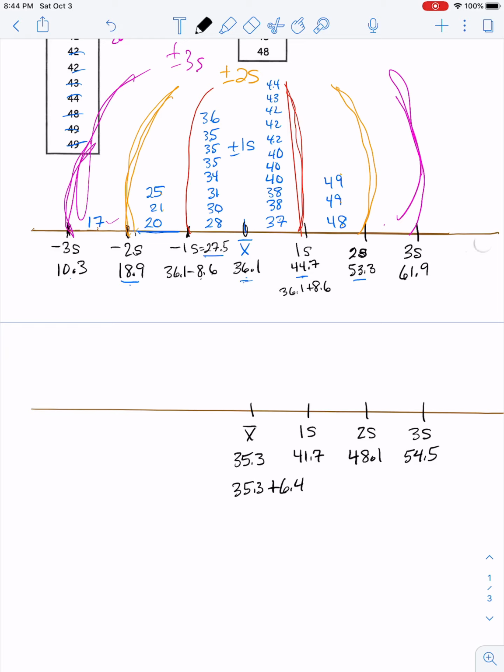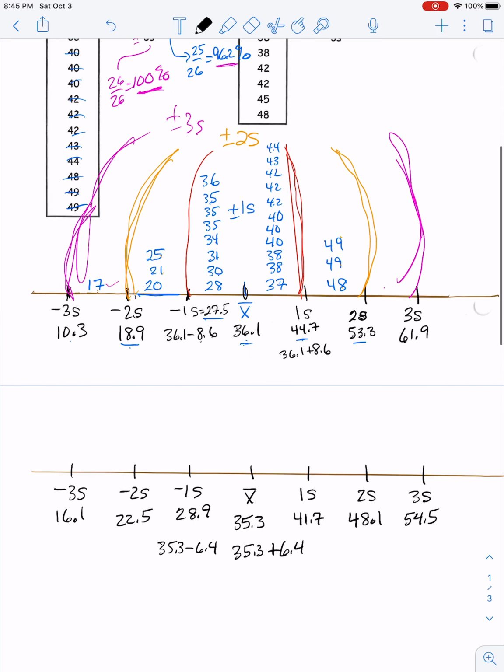54.5. Okay, to go to the left, you're going to subtract. So 35.3 minus your standard deviation, 6.4, you get 28.9. Go to the left again, subtracting, and you get 22.5. And one last time, you're at 16.1.